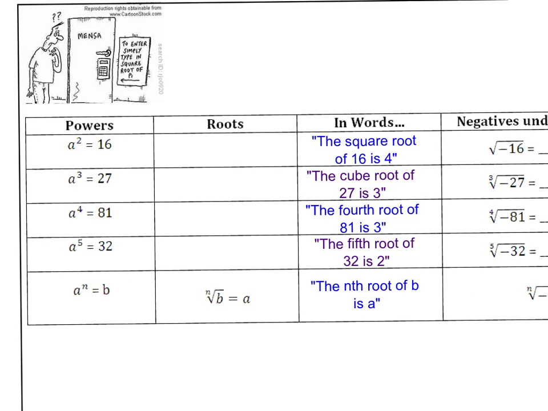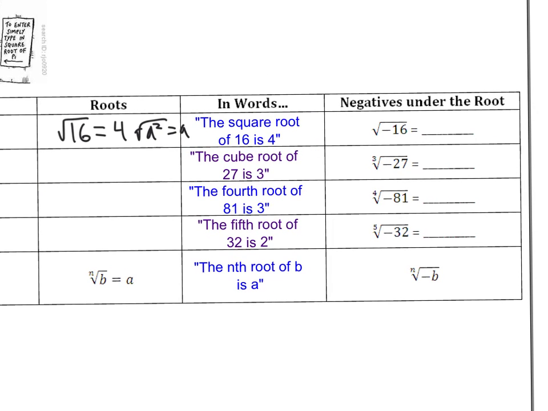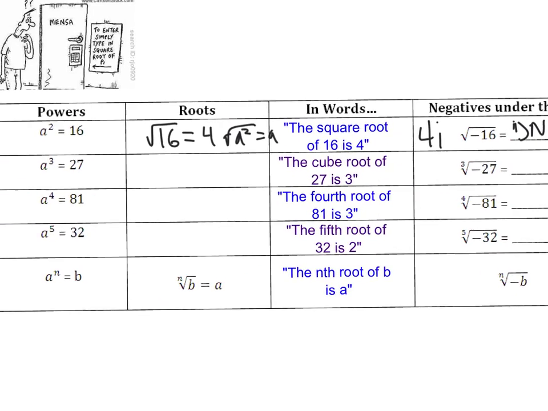So a squared equals 16. So the square root of 16 is going to be 4. So the square root of a squared is just going to be a. Negatives underneath the square root, so the square root of negative 16, that does not exist. That would be imaginary. I mean, you could say 4i, but we're not talking about that right now.